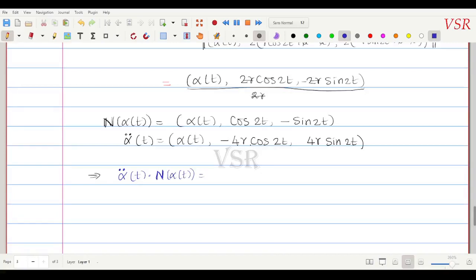அப்போ என்ன கிடைக்கும், minus 4r cos square 2t. ஓகே, அப்புறம் இந்த இடத்துல இது ரெண்டையும் மல்டிப்ளை பண்ணும்போது we'll have minus 4r sin square 2t. So that is equal to minus 4r, okay, cos square 2t plus sin square 2t ஒன்று ஆயிரும். அப்போ we'll have minus 4r.